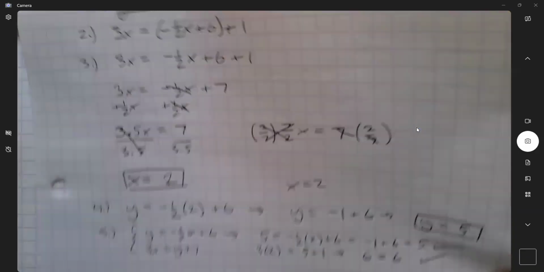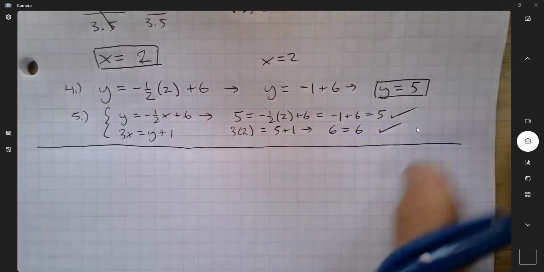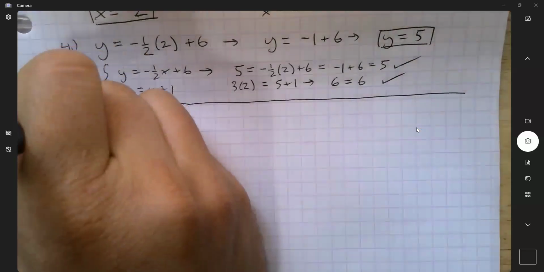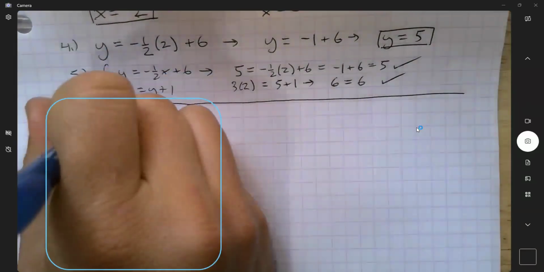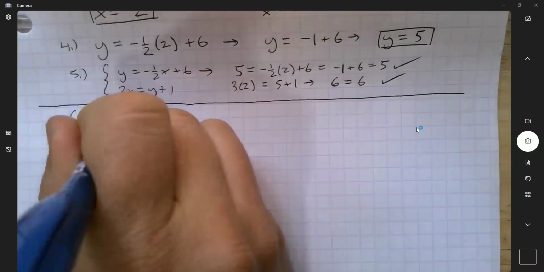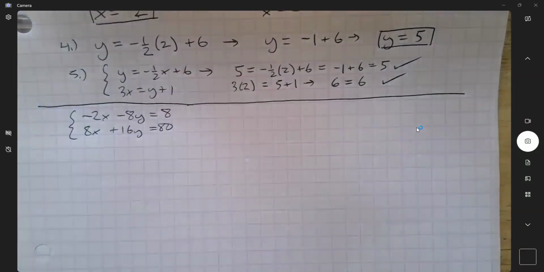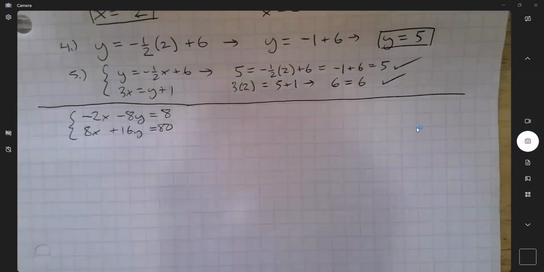Okay, let's do another example. This system of equations is -2x minus 8y equals 8, and 8x plus 16y equals 80. I have to pick one of these equations that I think is going to be simpler than the other. To be honest, neither of them look very simple, but I think the top one might be a little bit easier. And in particular, I'm going to solve the top equation for x, because I think solving for x is going to be easier than solving for y.